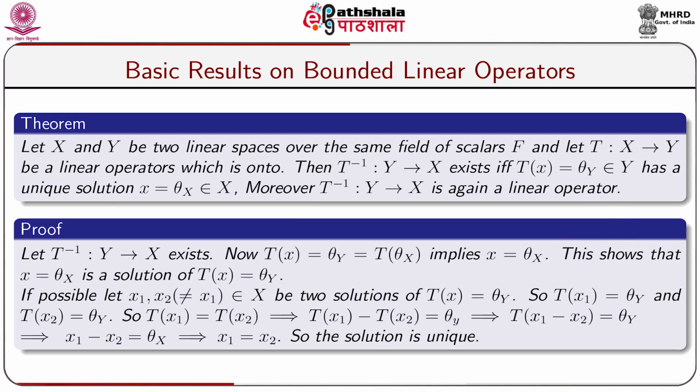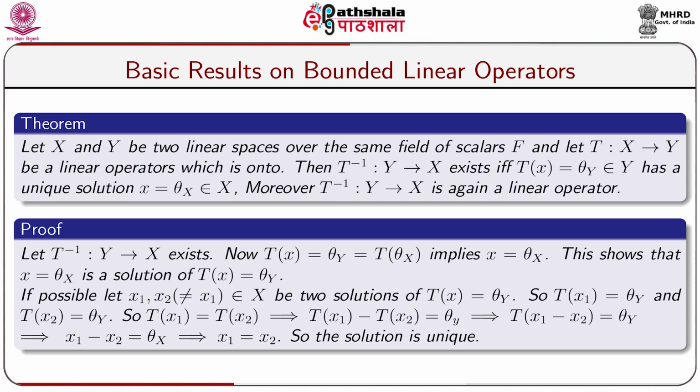Now we take a theorem. Let capital X and Y be two linear spaces over the same field of scalars capital F, and let T be a mapping, or a transformation, from X to Y, that is T: X to Y is a linear operator which is onto. Then T inverse acting from capital Y to capital X exists if and only if Tx is equal to theta y, which is an element of capital Y, has a unique solution x equal to theta x belonging to capital X. Moreover, T inverse from Y to X is again a linear operator.